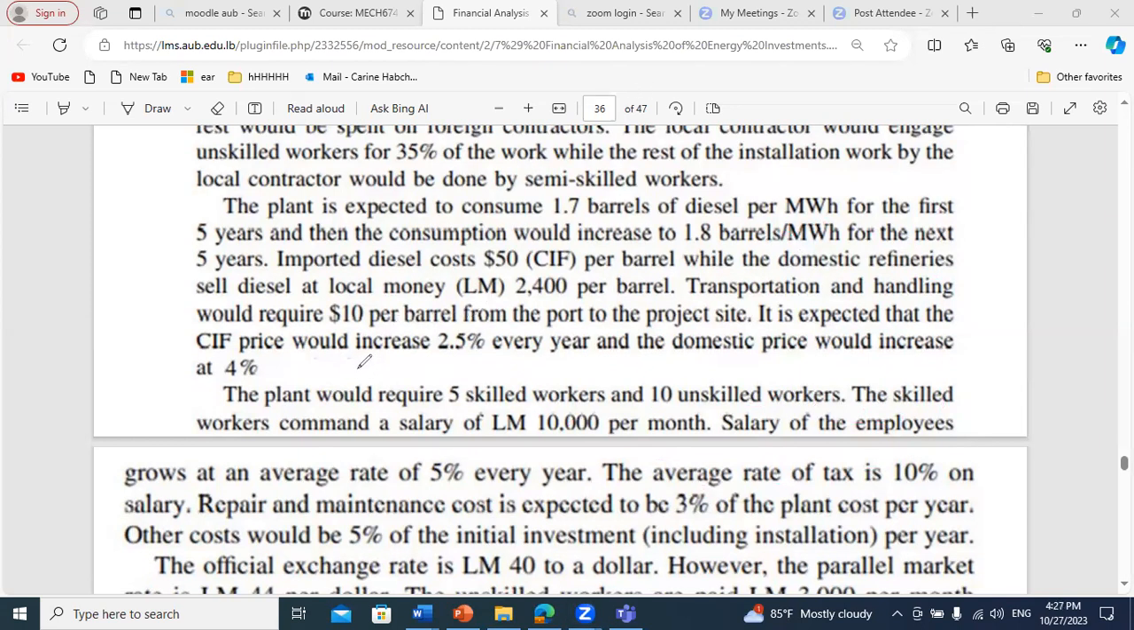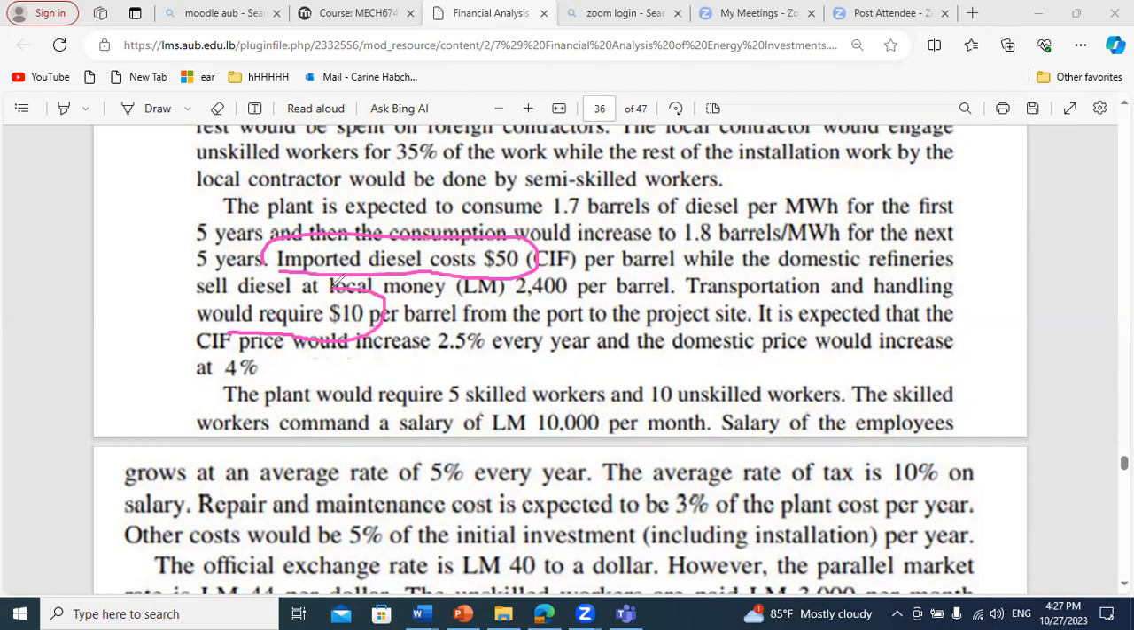So if we want to determine how the price increases with time, all we have to do is first to have the cost. The cost here should be given. They told us that the cost is divided into 2 parts. First we should consider the cost of importing diesel, which is $50, and then we should consider the cost of transportation and handling, which will require $10.